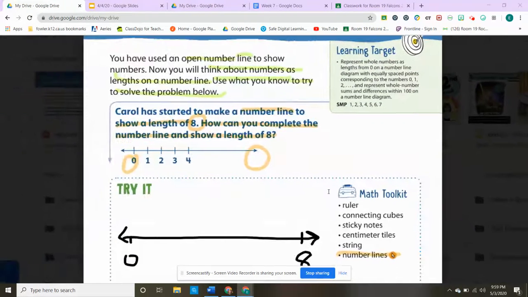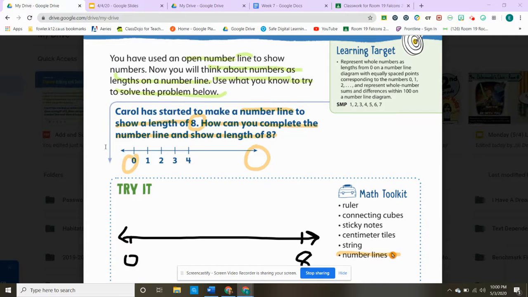Okay, the first thing we know we need to do is to make sure we read the directions and the problem. So let's read the directions up here. It says you have used an open number line to show numbers. Now you will think about numbers as lengths on a number line. Use what you know to try to solve the problem below. So down here, they want you to think about the numbers as length. So you can think about inches, centimeters.